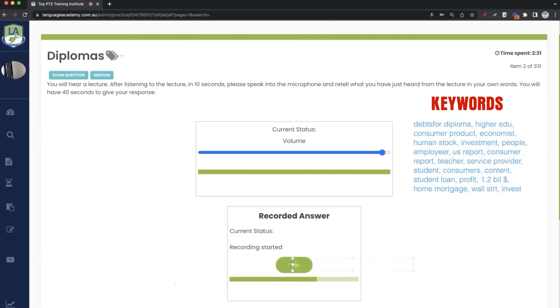So you don't have to take too long or too lengthy keywords. What I suggest is, per keyword take one or two words. For example, debts for diploma, do not go lengthier than this. And sometimes students might find it difficult to speak three keywords in a sentence. So you can say he told about one and two keyword, he told about three and four keyword, right?